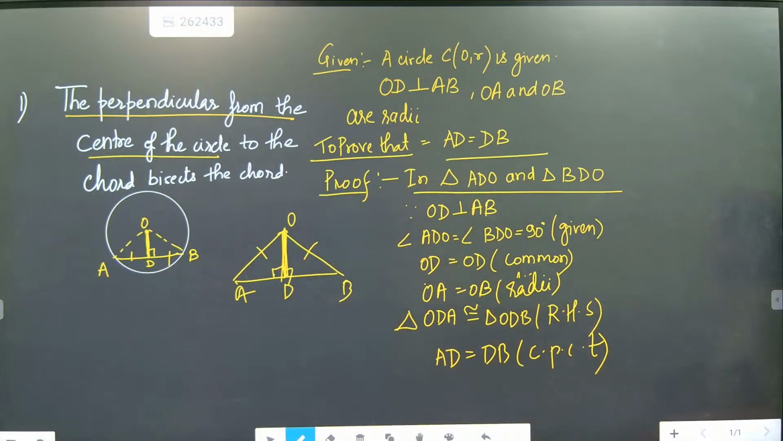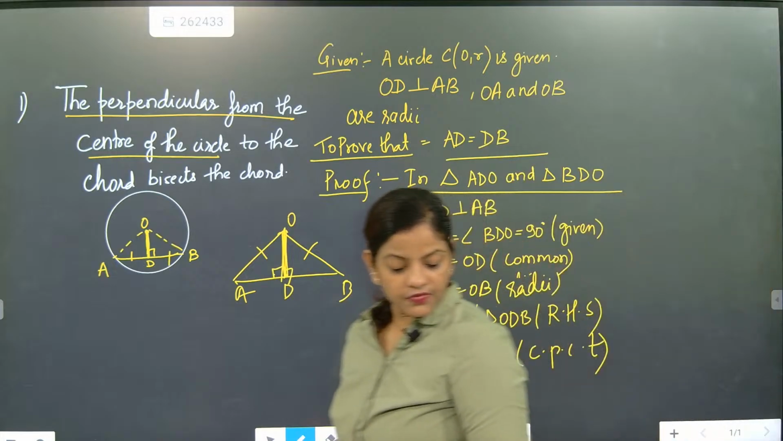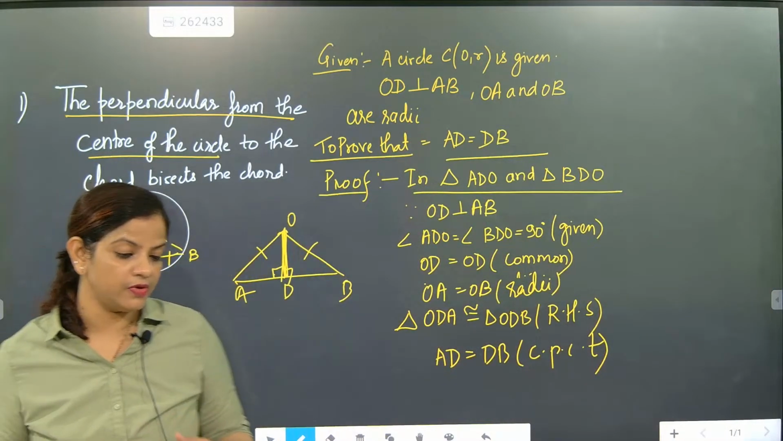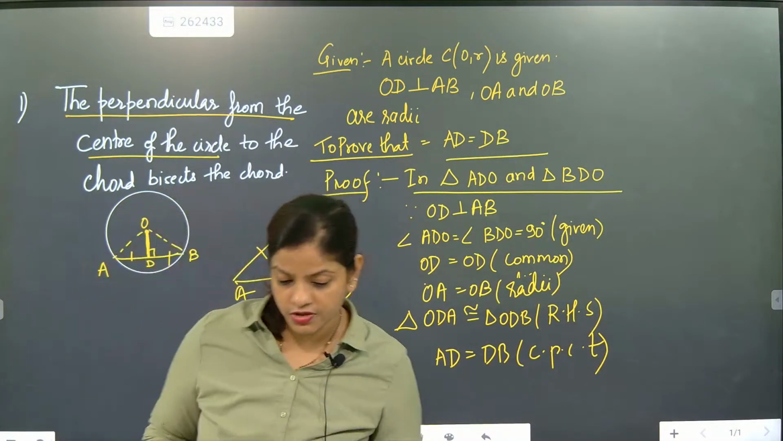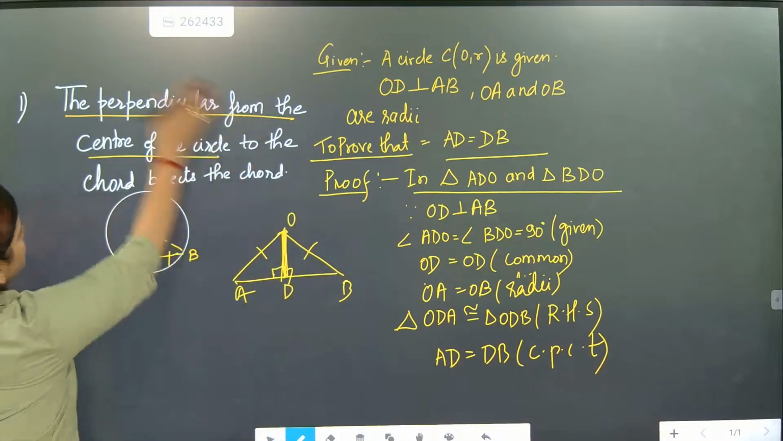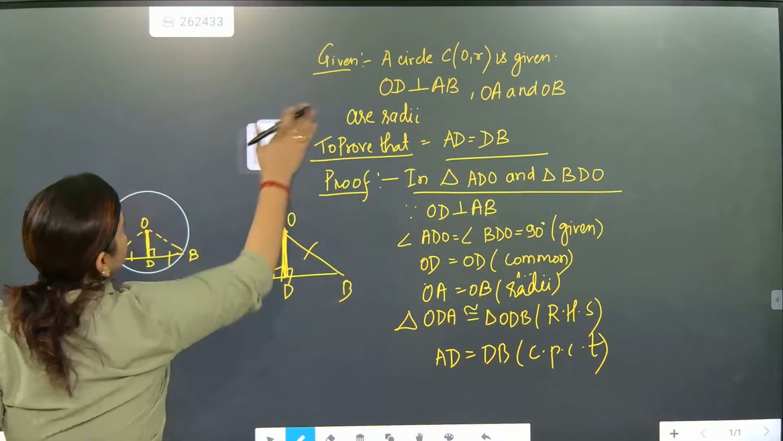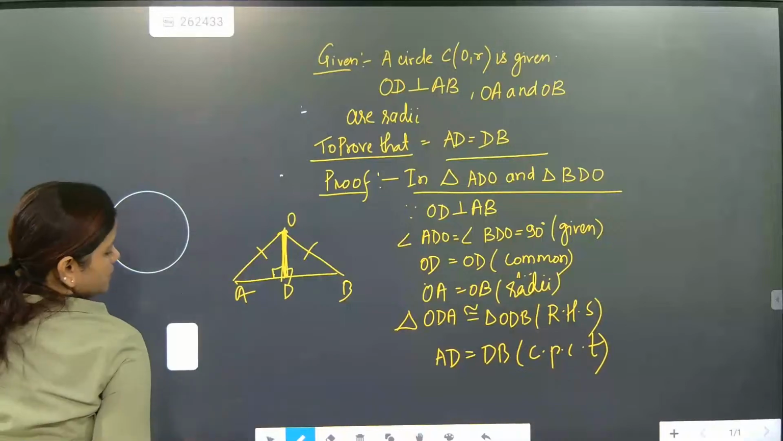Come on, go for it. Note down. We'll go for the next question. This is again a type of theorem. Understood? This theorem is the reverse theorem. If somebody asks you, this theorem is going to be the reverse theorem. Let's check this one out.